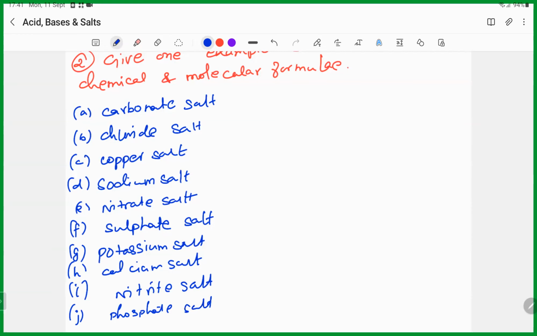Give one example. Calcium carbonate. Formula? Calcium carbonate, CaCO3. Very good. Chloride salt. Sodium chloride. Potassium chloride கூட எழுதலாம்.